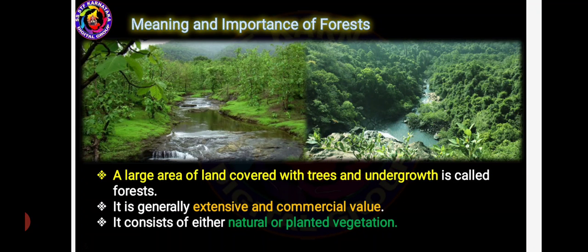What is forest? A large area of land covered with trees and undergrowth is called forests. It is generally extensive and of commercial value, that is good for sale. It consists of either natural forests or planted vegetation.